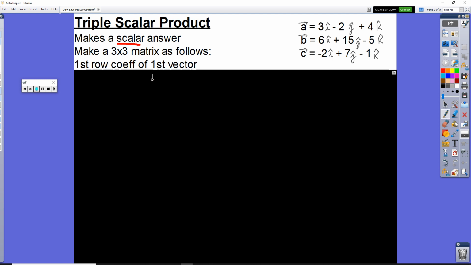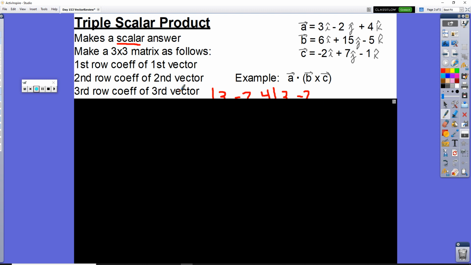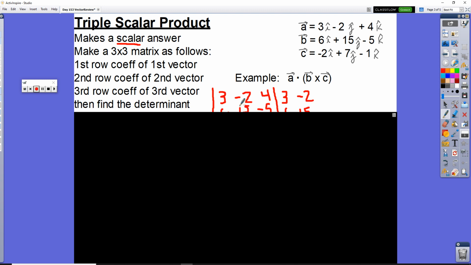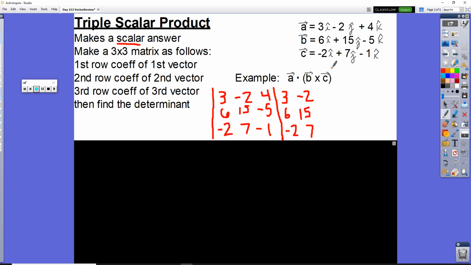You're going to make the top row equal to the coefficients from your first vector, the second row equal to the coefficients from your second vector, and the third row equal to the coefficients from your third vector. So if I'm putting A in front of the dot product and then the cross product of B and C inside of parentheses, that means A is my first vector and its coefficients 3, negative 2, 4 are going to go across the top row. B being the middle vector, its coefficients 6, 15, and negative 5 are going to go across the middle. And C, with it being last, is going to be the bottom row of the coefficients, negative 2, 7, negative 1. And so again, to find the triple scalar product, you're going to take the determinant of this 3 by 3 matrix.